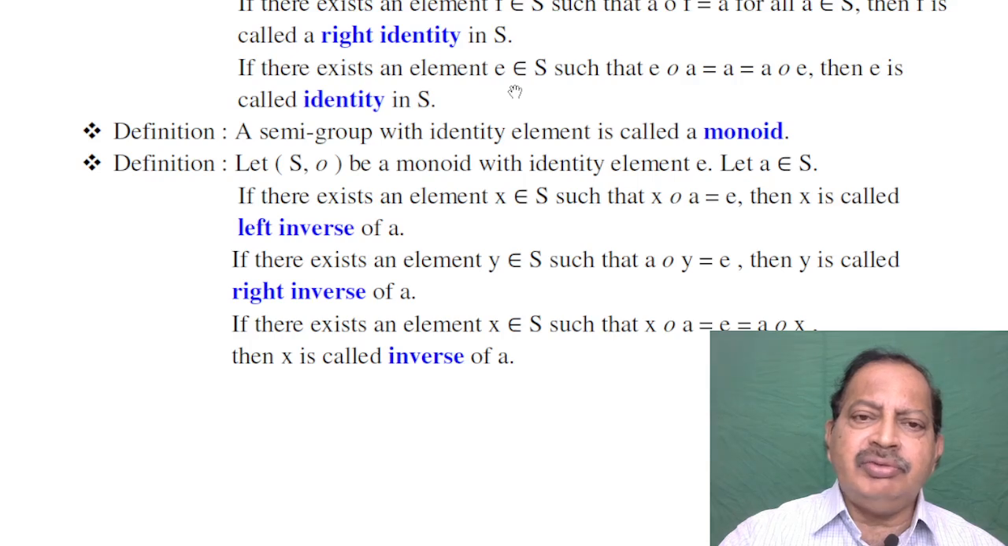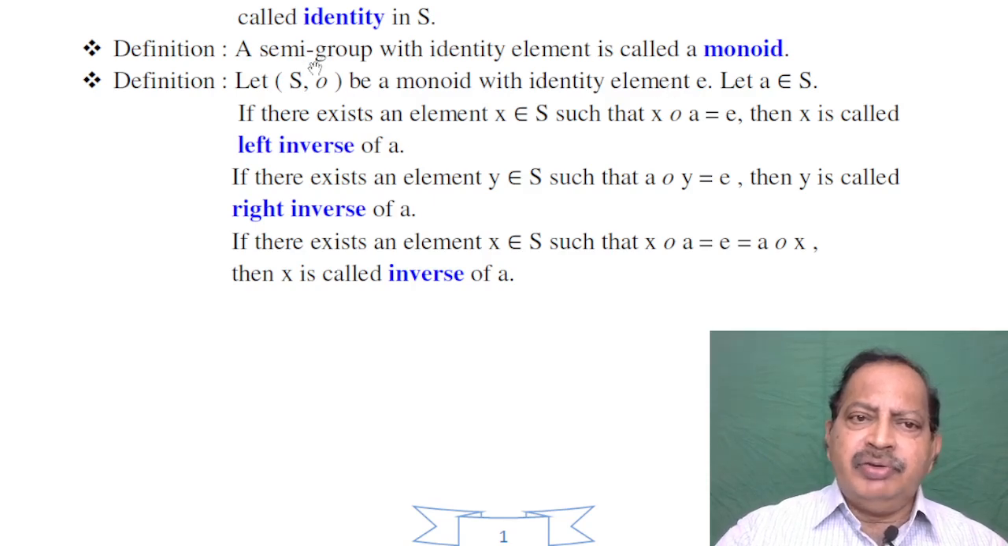So in most of the examples and most of the problems, we see there is only one element which works as left identity and right identity. There are some examples in which left identity is different from right identity, but in this course, we consider all the problems and all the examples in which left identity is the same as right identity.